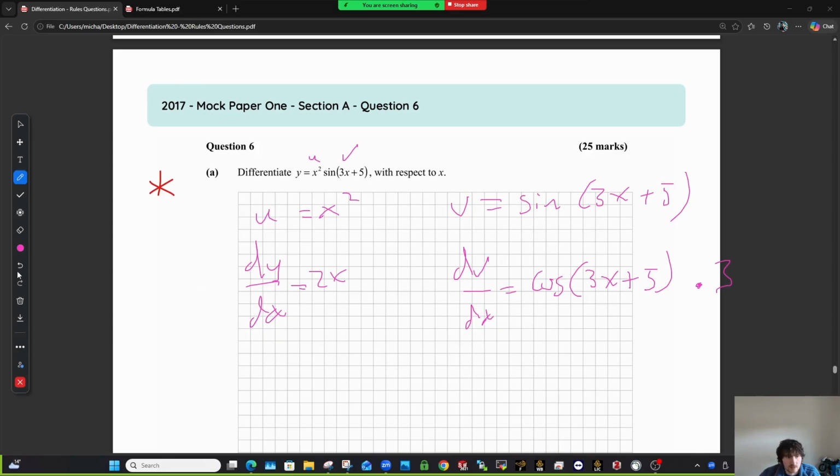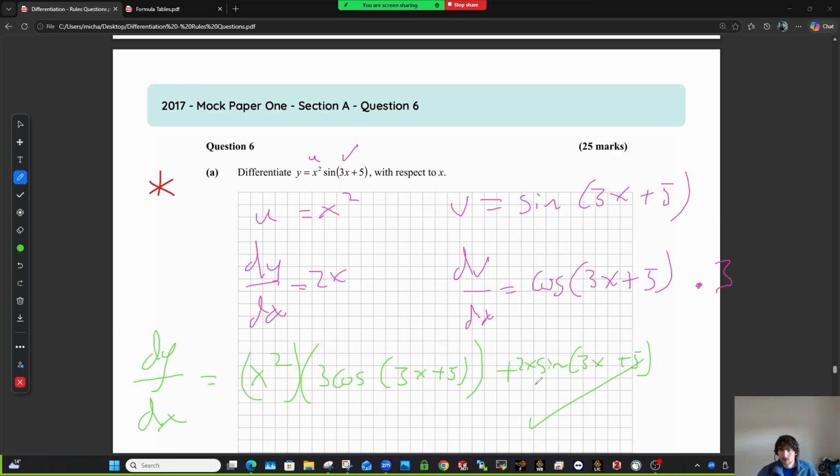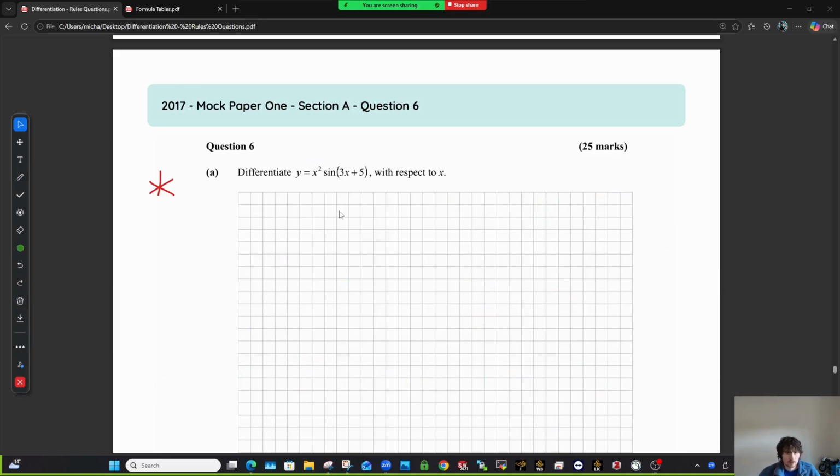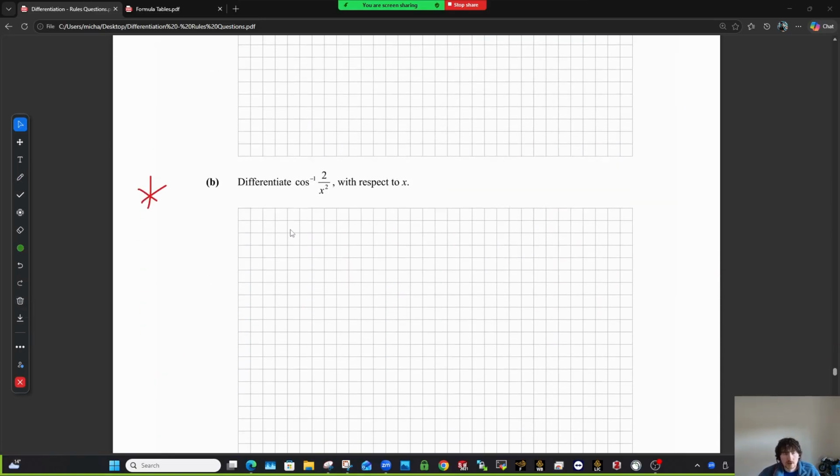And then you just sub them into the product rule. I can do it. You can see how quick this is. So you just go u times the other guy taking a derivative of, which is, bring the 3 out the front, cos of 3x plus 5, and then add it to v, which is this thing, multiplied by du dx, and I'll just write a 2x out the front, and it's done. Okay, cool. See how quick that was. See, can you do that quick?